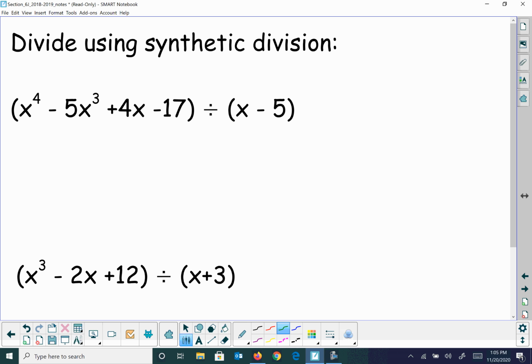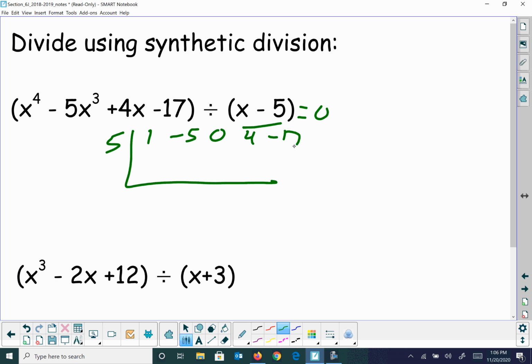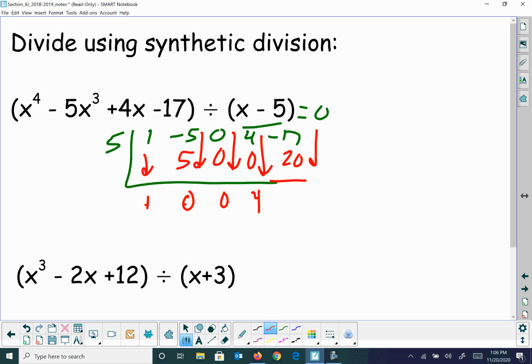Okay, synthetic division. So I'm going to divide by 5, because you set that equal to 0. Put in I have 1, I have negative 5. I have to put a 0 in because I'm missing the x squared. 4, negative 17. So this comes straight down. 1 times 5 is 5. Add straight down. Those give me 0. 0 times 5 is 0. Add straight down. 0 times 5 is 0. Gives me 4. 4 times 5 is 20. Add straight down, so I get 3.